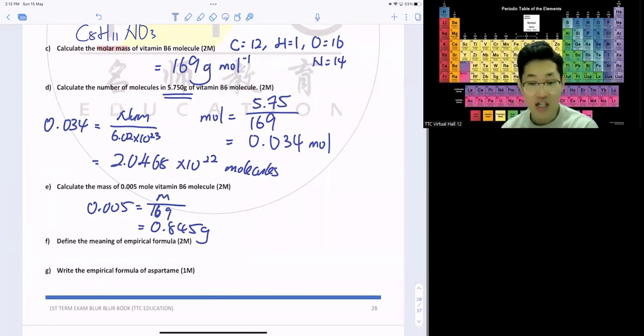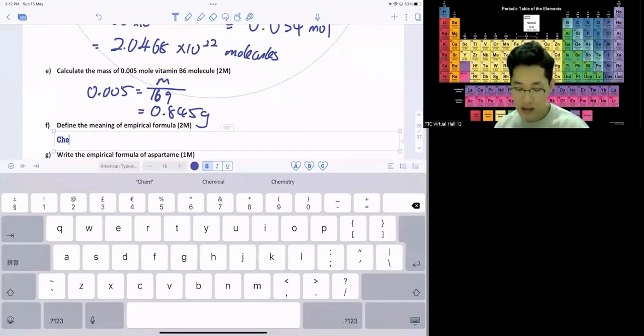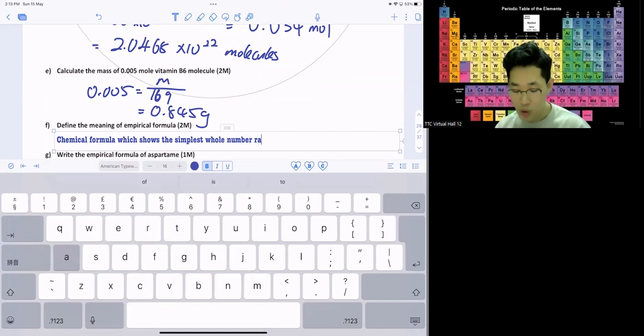Let me write the definition of empirical formula first. Chemical formula which shows the simplest whole number ratio of atoms of each element in a compound.